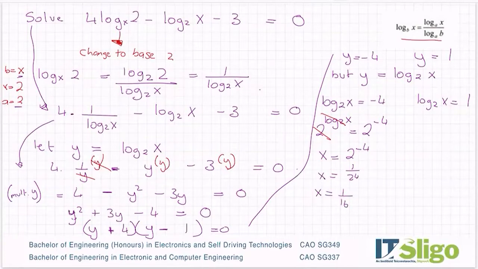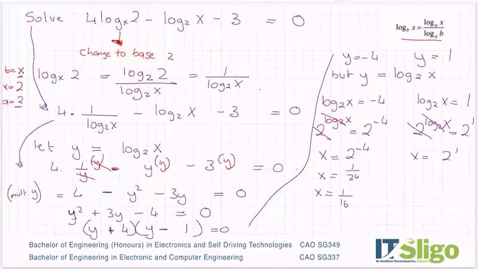Do the same to this side. I'm going to raise everything to the base 2 again. I got that base number from here, so I'm matching my bases to it. What I do to one side, I do to the other. So x is equal to 2 to the power of 1 here. X is equal to 2.